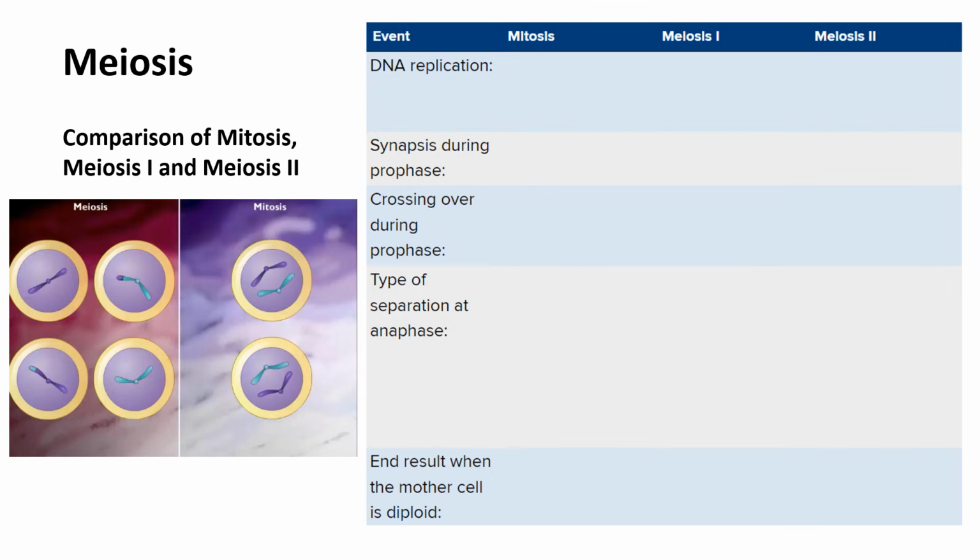So let's take a look at some key events of the cell cycle and how they differ between mitosis and meiosis. So the first is DNA replication. This, of course, in the cell cycle occurs during the S phase or synthesis phase of interphase. Well, this occurs prior to mitosis and also prior to meiosis I. Notice it does not occur between meiosis I and meiosis II, between the two meiotic divisions.